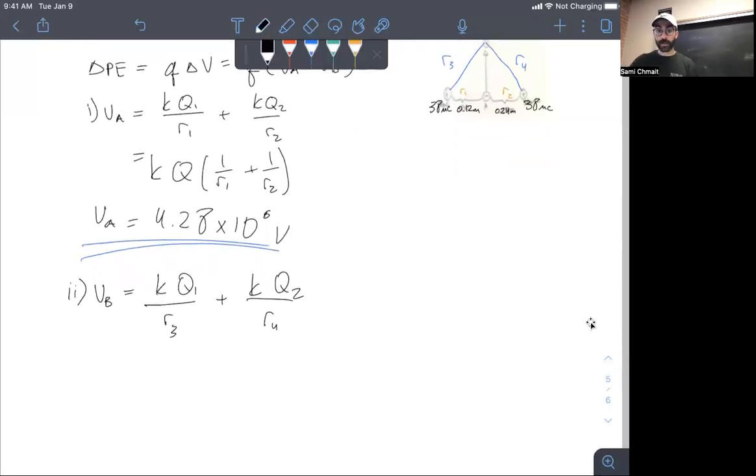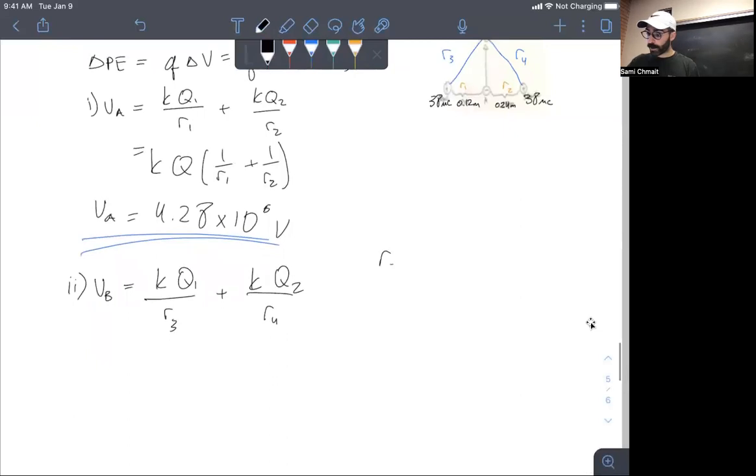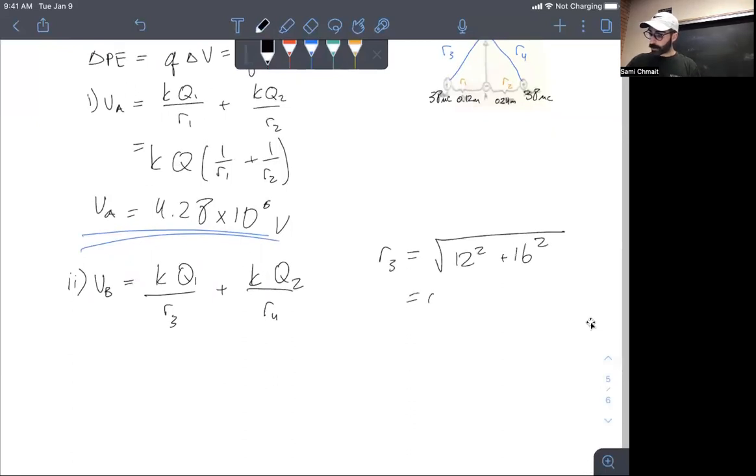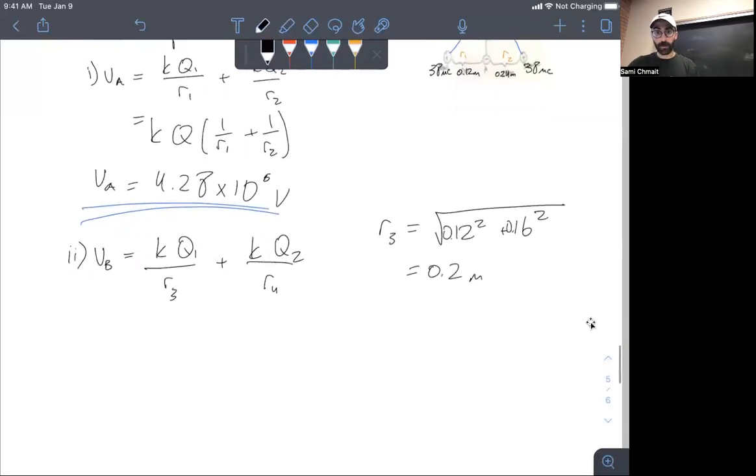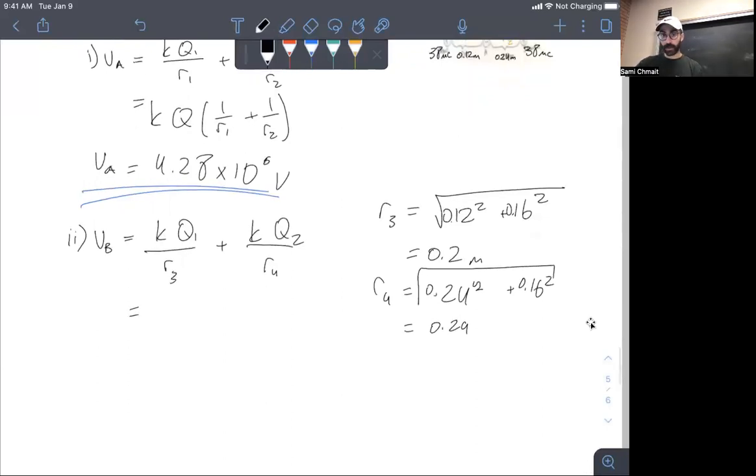There's going to be some Pythagorean action here. So R3 is equal to the square root. I'm just going to use the whole numbers because it's easier to work with and easier to plug in. That comes out to be 0.2. And then R4 is equal to the square root of 24 squared plus 16 squared. That equals 0.29.